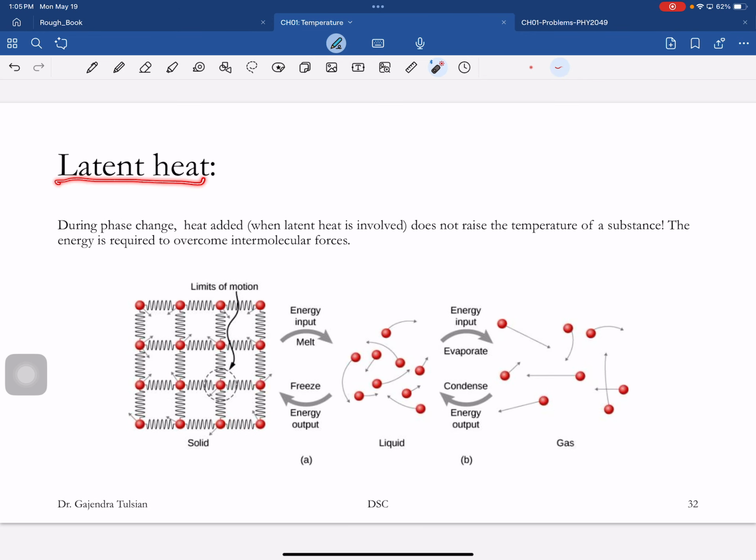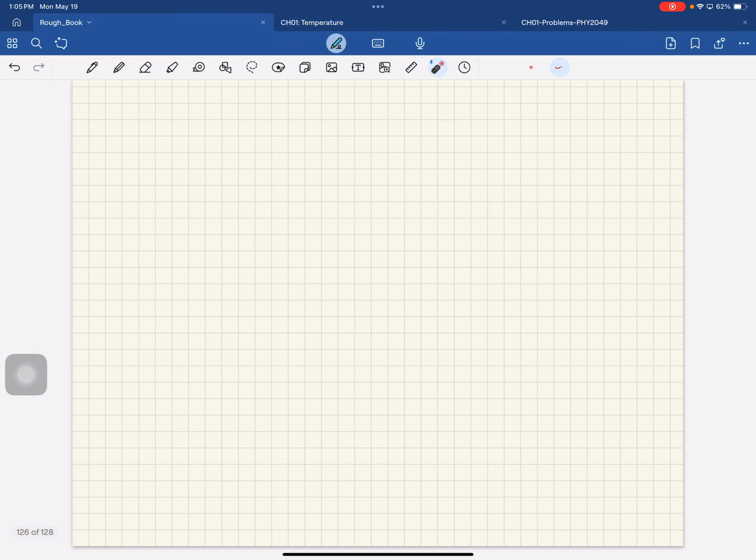What is latent heat? During a phase change, when you melt ice, it takes a specific amount of heat to melt, different than changing the temperature. Okay, so it's called latent heat because, you're right.